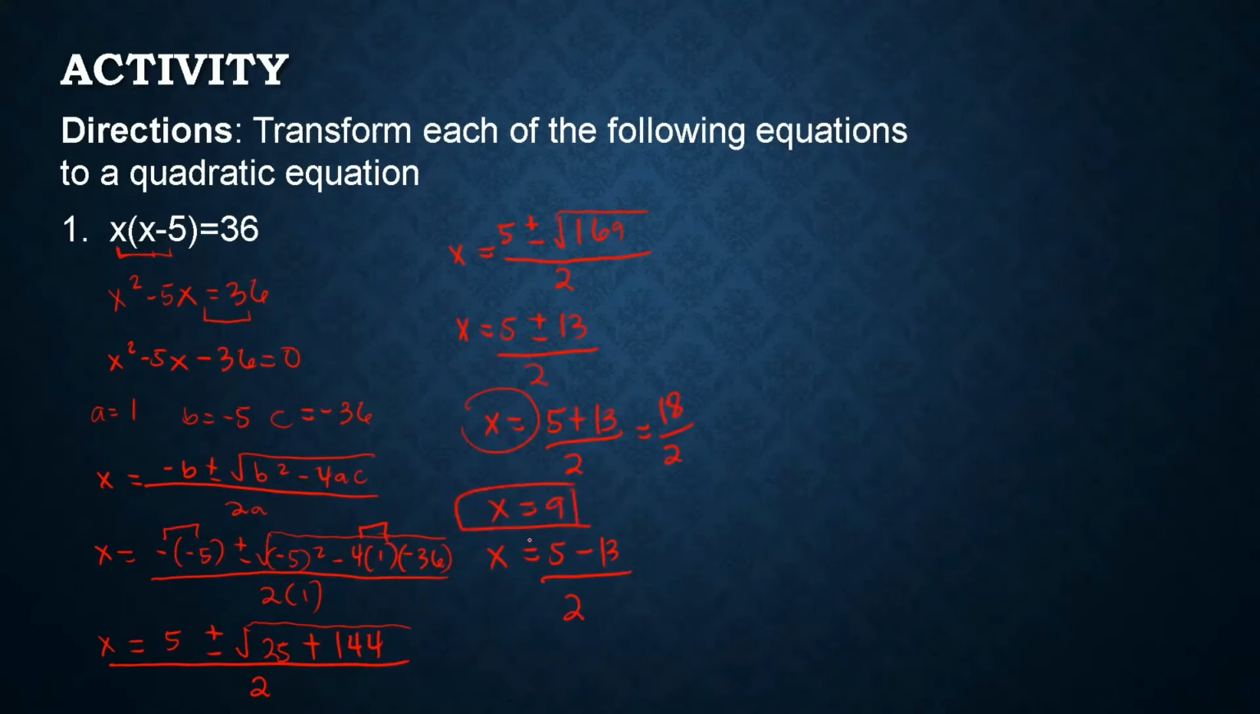And then next is 5 minus 13, which is equal to negative 8 over 2, and then x is equal to negative 4. So now we have the values of x, which are 9 and negative 4. So we will check if these values of x are correct.